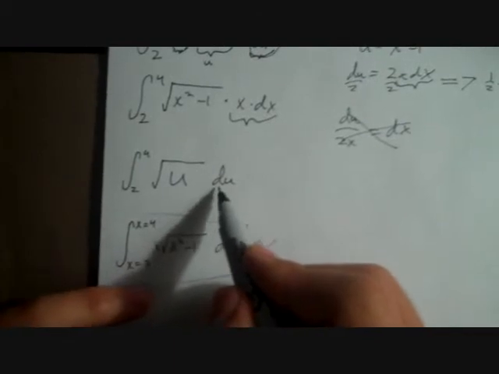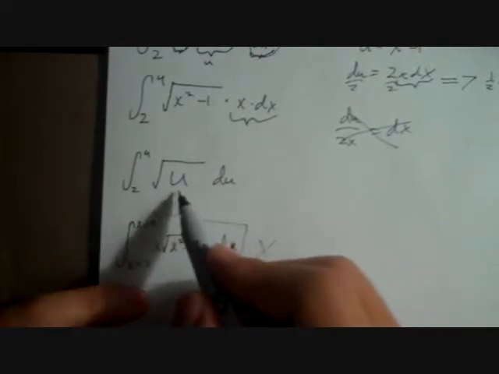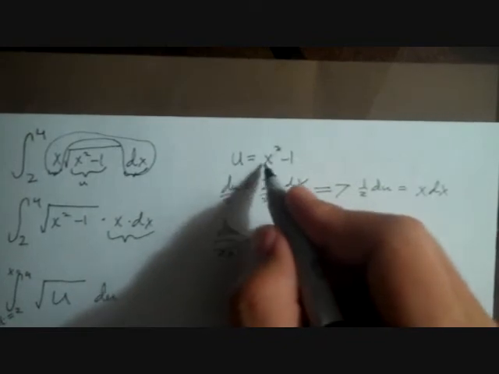Now in here, our dummy variable is in terms of u, our integrand is in terms of u, but our limits are still in terms of x. So what we need to do is turn these into limits in terms of u. So what do we do? We plug these limits into our stated relation between u and x, and then replace those. So instead of x equals 2 and x equals 4, we'll have u equals something and u equals something else. And instead of the square root of u, let's just say u to the 1/2, and then du.